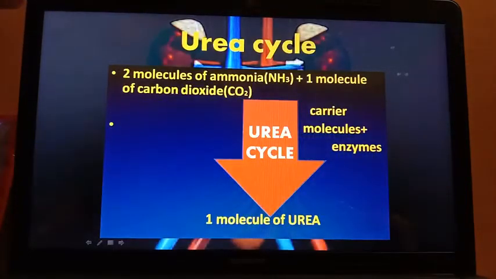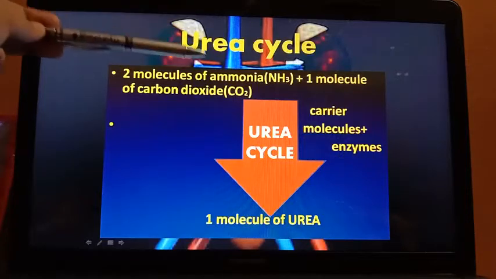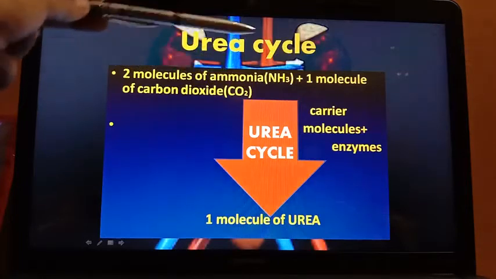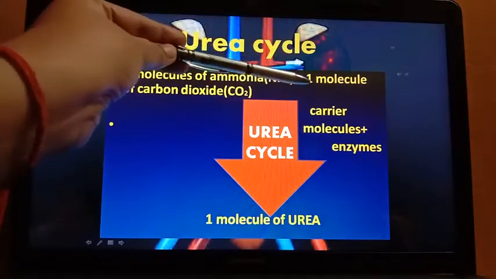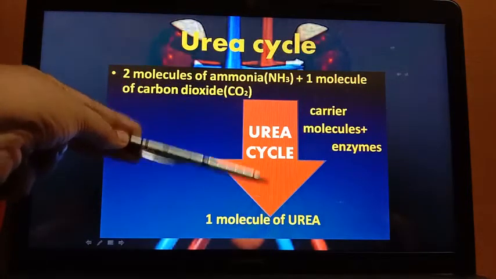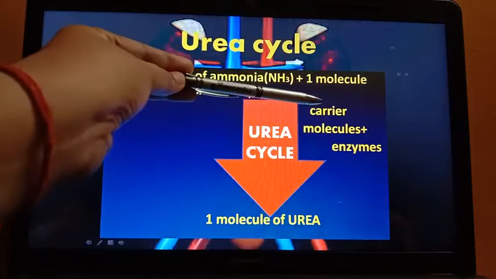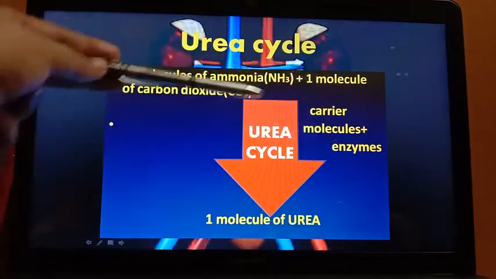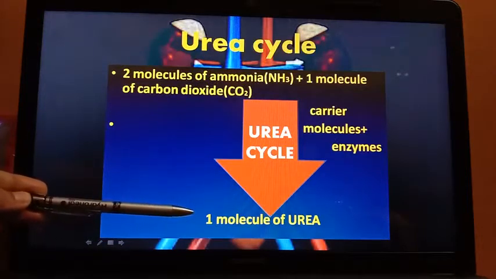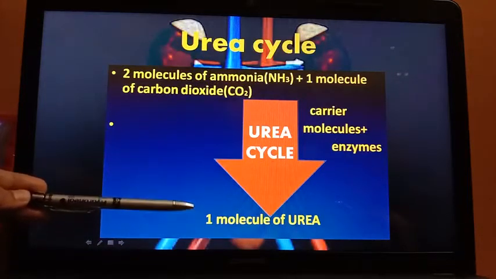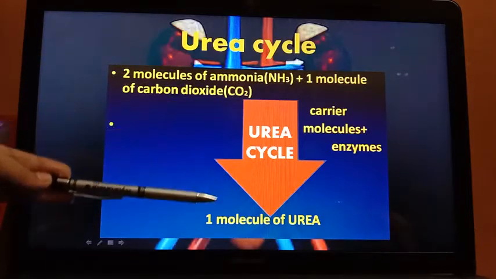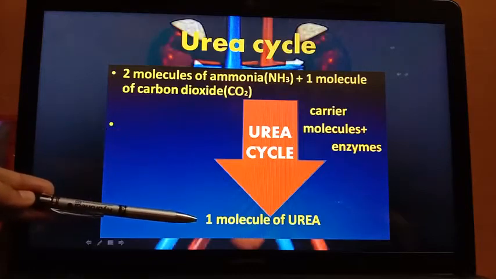So by the urea cycle only ammonia is converted to the less toxic urea. How? Two molecules of ammonia, the formula is NH3, plus one molecule of carbon dioxide. By the urea cycle, it is a long procedure in which so many carrier molecules and enzymes are involved, and after that the product is one molecule of urea. So liver helps in the conversion of ammonia to the urea by the urea cycle, and this urea is excreted out through the urine.